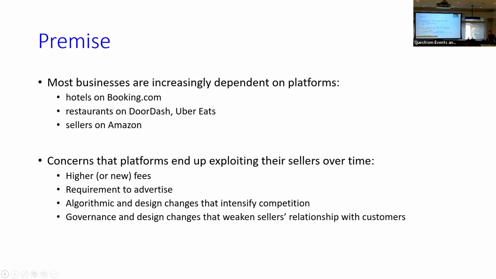They can use algorithmic and design changes, which sometimes are very subtle, but that basically increase competition between sellers. So what platforms, for example, could do is to increase price competition. They can make prices very salient so that if you're a seller, if I want to appear at the top, I want to be chosen, I just have to lower my price drastically. And they can also make other design changes that subtly take control over the customers away from the sellers. And then basically the platform becomes the primary point of touch.